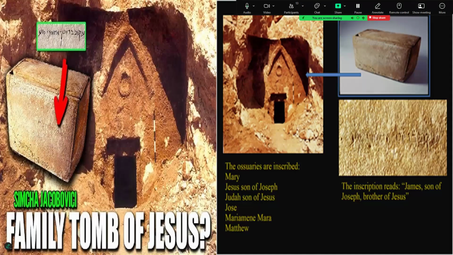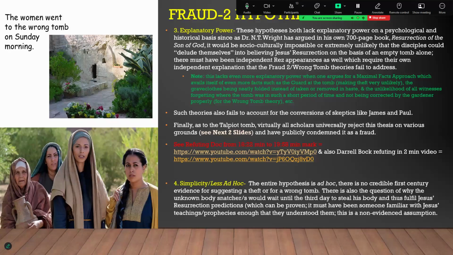And here's the Talpiot tomb again. In terms of explanatory power, I would say that the wrong tomb theory and the stolen-by-somebody-else theory both lack explanatory power, on a psychological and historical basis. N.T. Wright has written about those seven mutations, where they totally transformed their belief in the resurrection from the prior Jewish belief into the Christian one. Now we worship on Sunday, not Saturday. We have different practices. We no longer circumcise people. There's neither Jew nor Gentile. All these changes are just not socioculturally expected. Delusion wouldn't cover that.